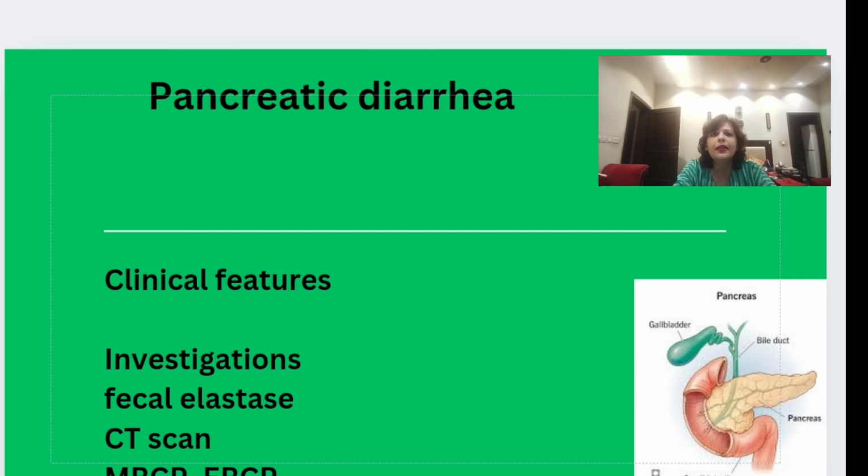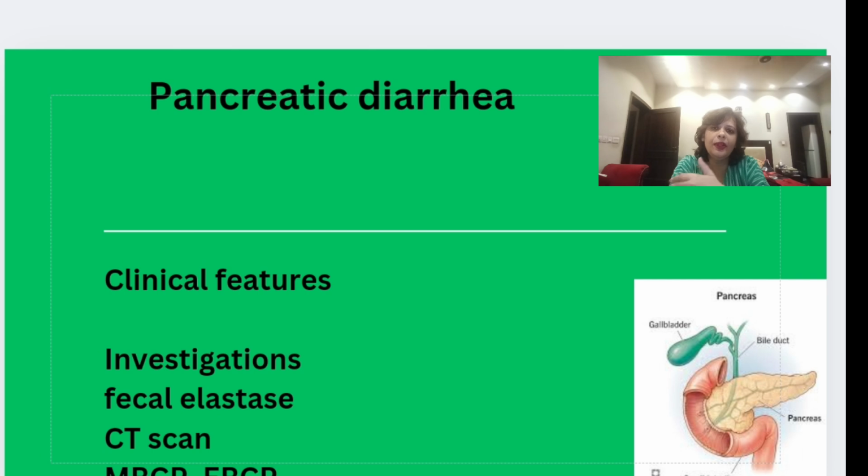So investigations are basically, we do the fecal elastase test, which is actually a pancreatic enzyme. In case of pancreatic insufficiency, fecal elastase is low. And then we can go for a CT scan with pancreatic protocol to see the pancreas. If we suspect any obstruction or any structural abnormality in the pancreatic duct or pancreaticobiliary tree, we can go for MRCP, which is scanning of the biliopancreatic channels. And then after that, we can go for ERCP, both for diagnostic and therapeutic purposes.